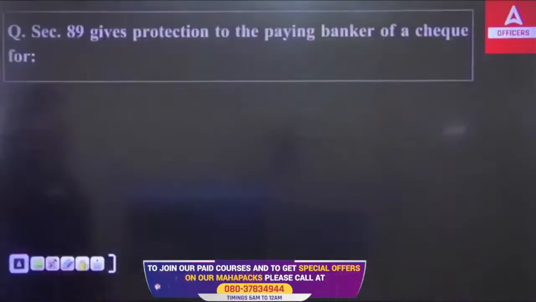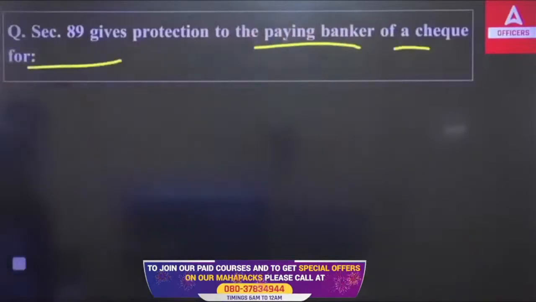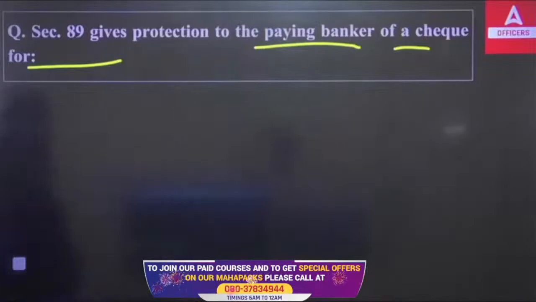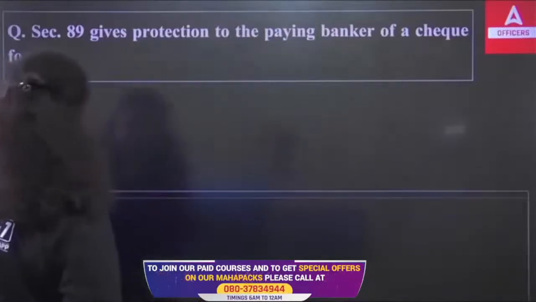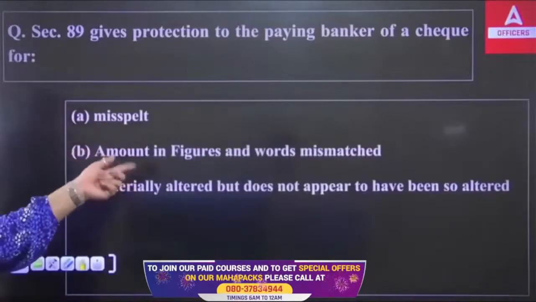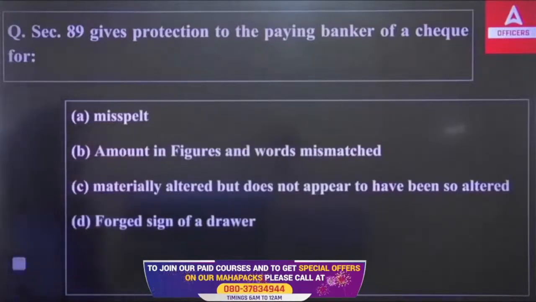Now, section 89 gives protection to the paying banker of a check for dash. For which particular purpose? First, misspelled; second, amount in figures and words mismatch; third, materially altered but does not appear to have been so altered; fourth, forged signature of a drawer. So, which of the following will be covered?